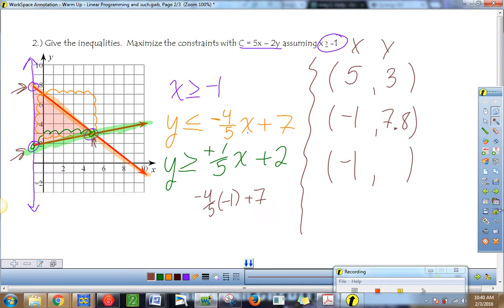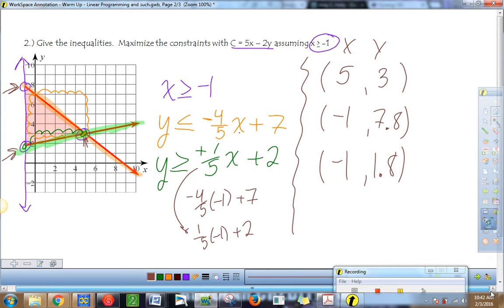Same thing. You just plug it into this guy then, right? So you're going to have 1/5 times a negative 1 plus 2, which gives you negative 1/5 plus 2. So a negative 0.2 plus 2. So what are you going to have? 1.8. Very good. It was negative, right? You're taking it out of there. What do I do with these coordinates? Yes! Perfect. We plug it into the C.